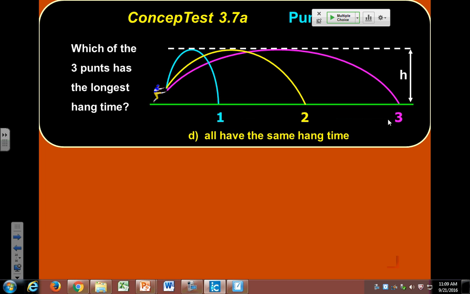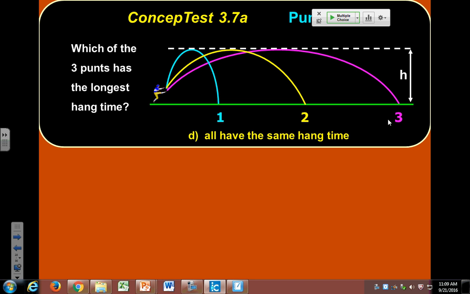They all have the same hang time, but then you say, that doesn't make a lick of sense, because this one went so much further. How can it have been in the air the same amount of time? Remember, the hang time, or the time that it's in the air, is completely governed by how high it goes. If it goes up high, it doesn't matter how far it goes in the x direction, that means it's in the air for a really long time. If it goes down low, that means it's in the air for not very much time. Don't be tricked into thinking that the x displacement has anything to do with the hang time.